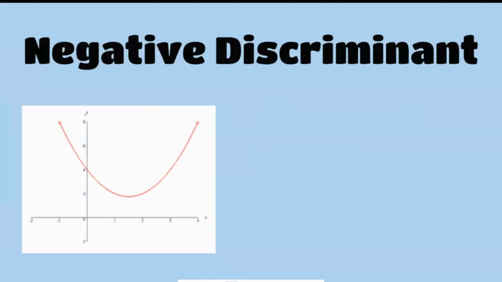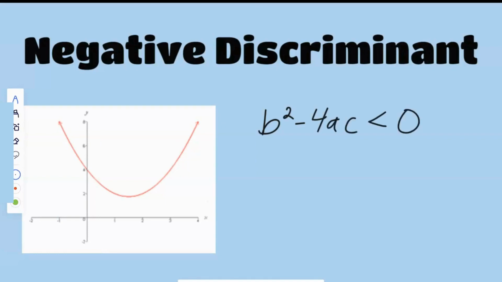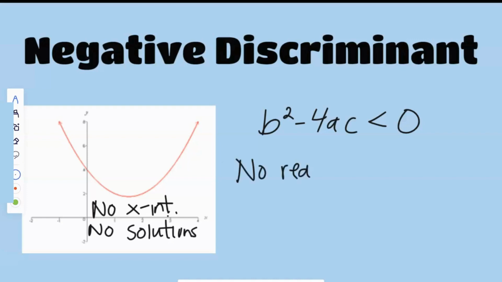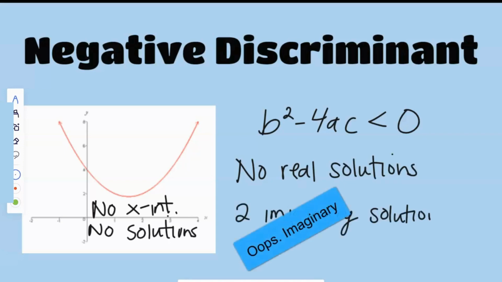If we have a negative discriminant, this means that b squared minus 4ac is less than 0. And you'll see on our graph example, there's no x-intercepts. That means there's no solutions. Now, depending on what level of algebra you're at, you would say no real solutions, or you might say two imaginary solutions. That means that the solutions live in the complex number system.